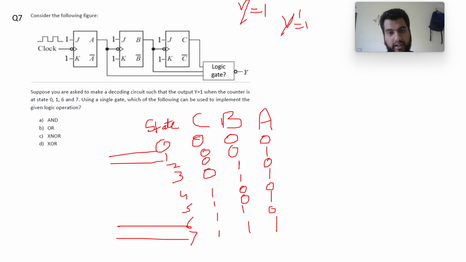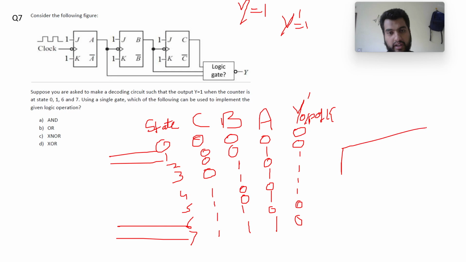So if my desired output was 1 for 0, 1, 6, 7, then for the logic gate output, states 2, 3, 4, 5 will be equal to 1, and the other states 0, 1, 6, 7 will be equal to 0. So this is the output of the logic gate, y complement. So this will be 0, this will be 0, this will be 1, this will be 1, this will be 1, this will be 1, this will be 0 and this will be 0.